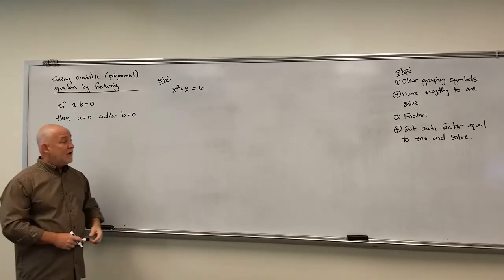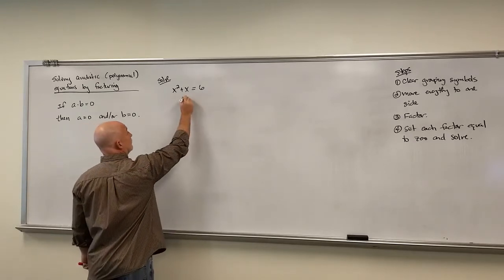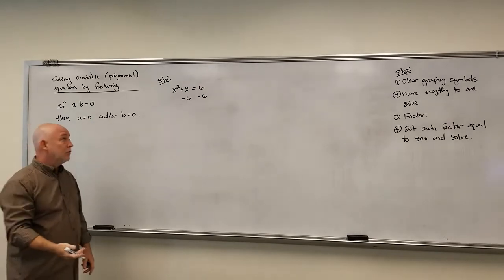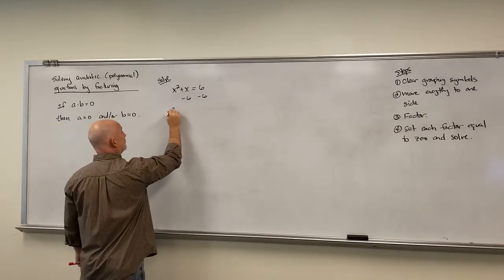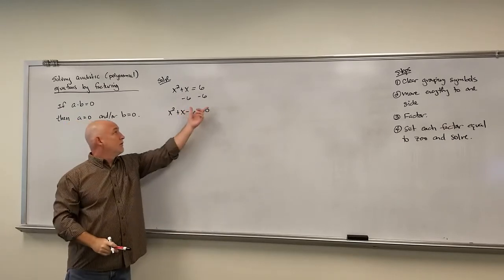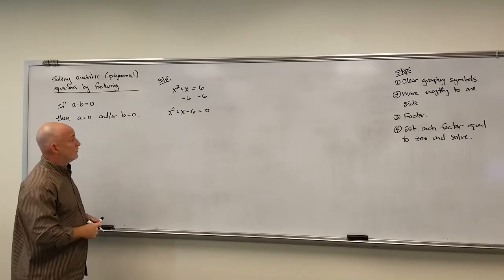So following our factoring steps, step 1 says clear grouping symbols. That's done. Move everything to one side. Now, technically it doesn't matter which side you move everything to, but since we generally learn how to factor with the lead coefficient being positive, you generally want to move everything to the side that keeps the lead coefficient positive. Just make your life a little bit easier.